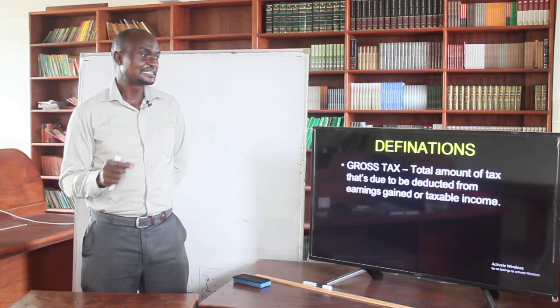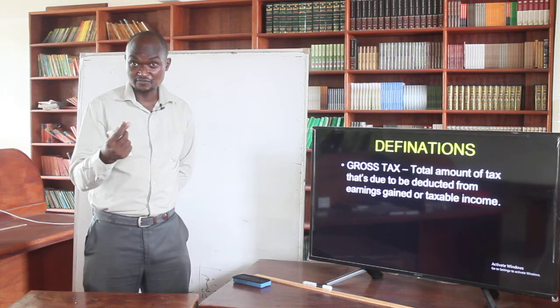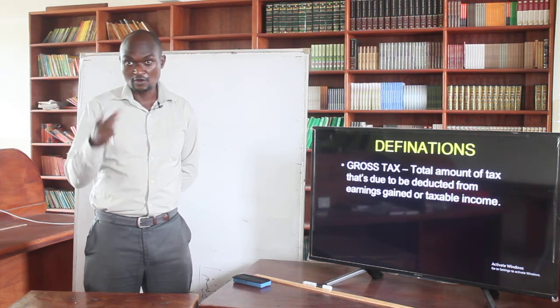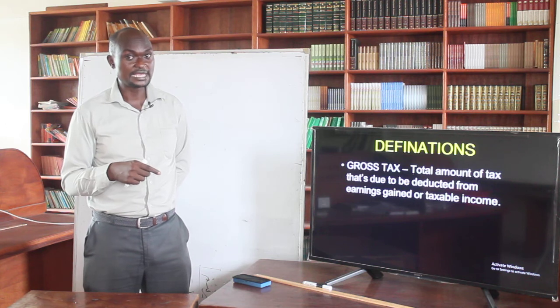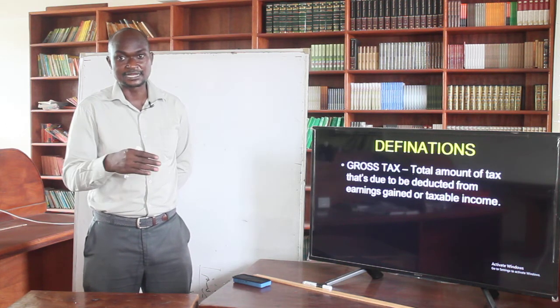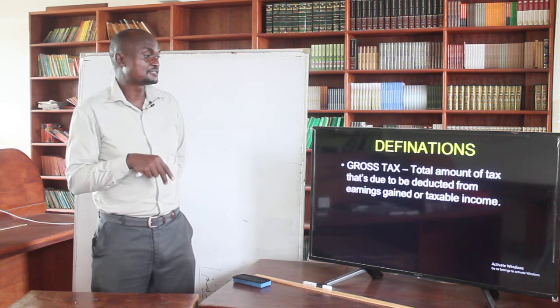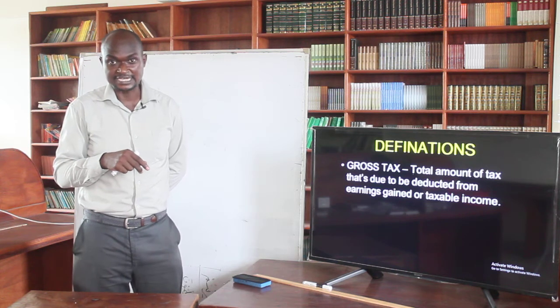Gross tax is the total amount of tax that's supposed to be deducted from the earnings that have been gained, or from what we call the taxable income. Taxable income, of course, is the basic salary plus allowances, what is supposed to be taxed. So what is taxed, what's supposed to be paid, is what we call gross tax.